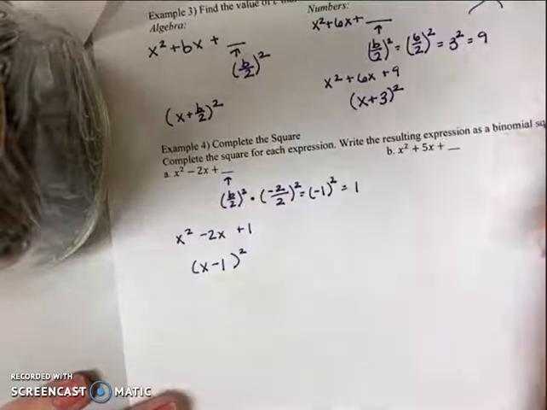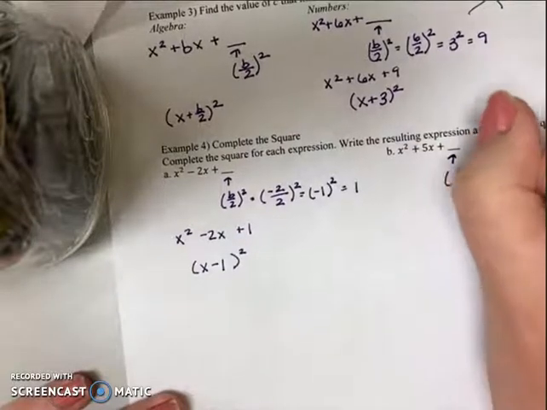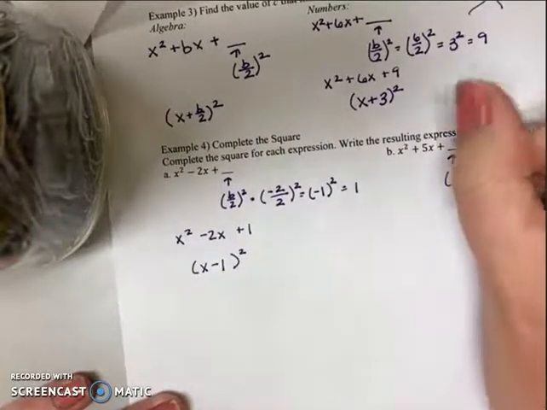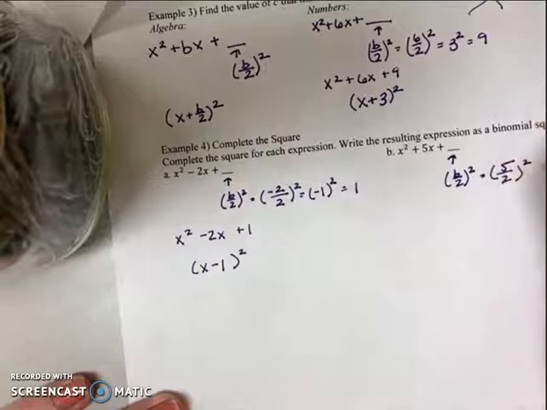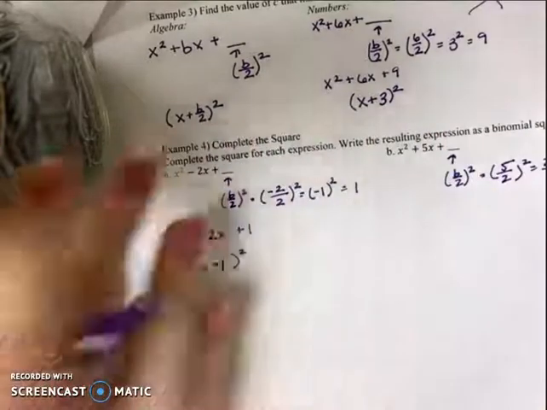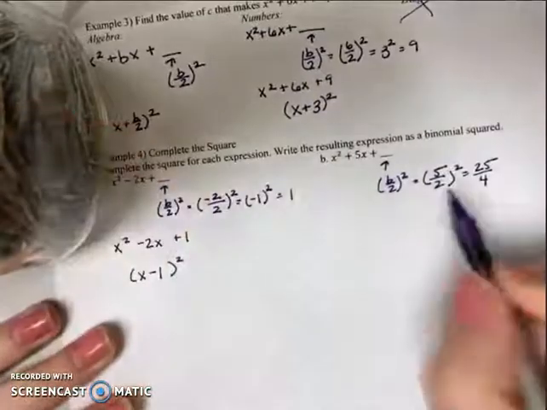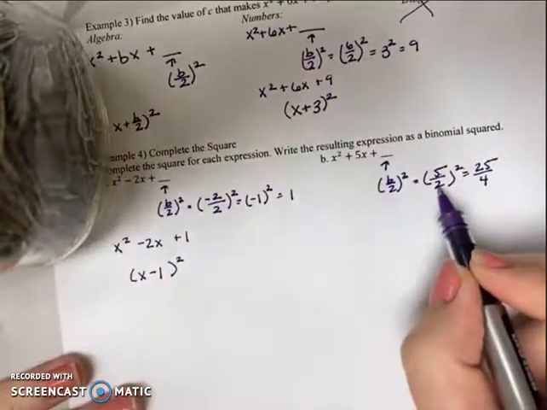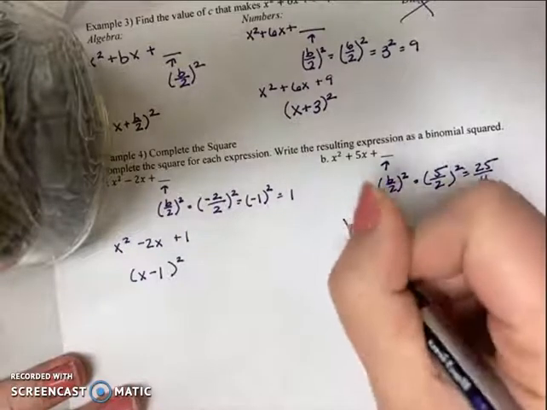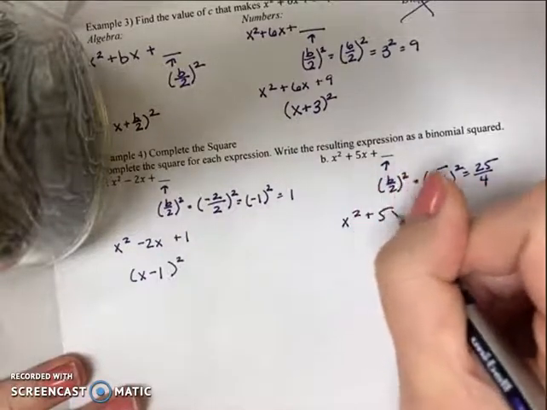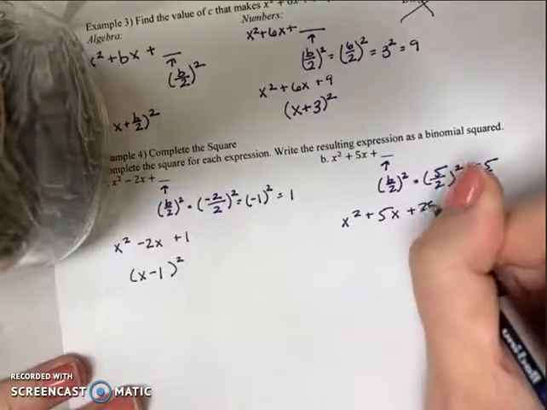All right, one more, part B. B over 2 squared is how I'm going to find the number. So my b was 5 over 2 being squared. Well, that would be 25 over 4. Because 5 squared is 25, 2 squared is 4, I distributed the square, meaning I now have x squared plus 5x plus 25 over 4.